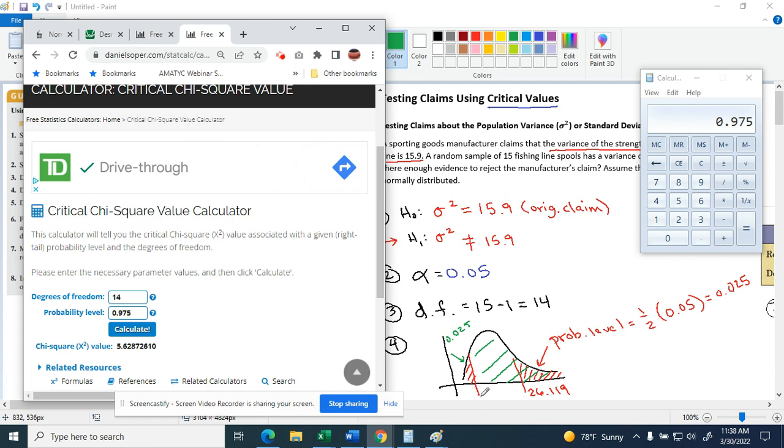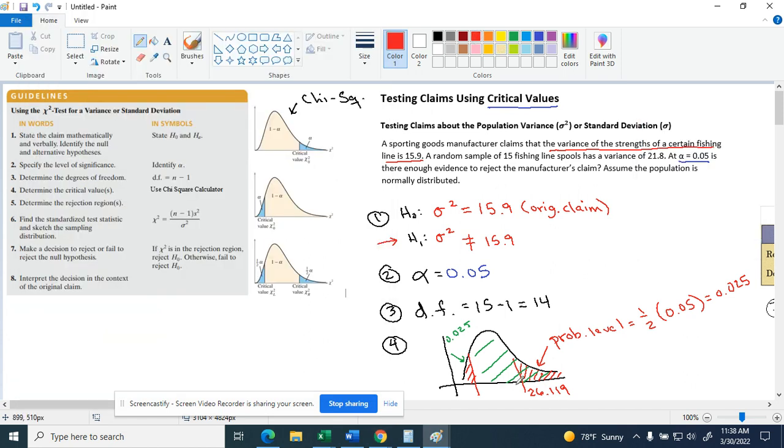It's going to be the label of this mark. And you can see I got 5.6287. So I'm going to round to 3 decimal places, 5.629. So let me label that 5.629. So I have 2 marks because I have 2 tails. The labels of these marks are going to be called the critical values.